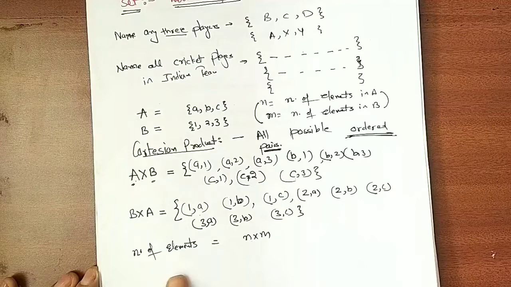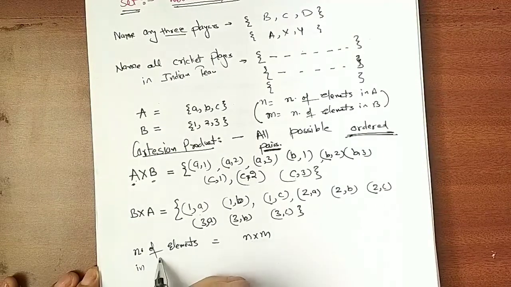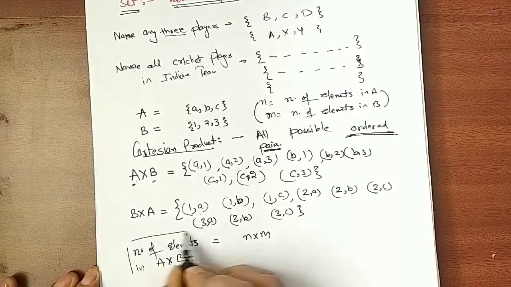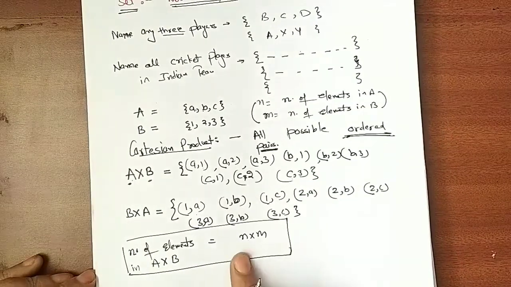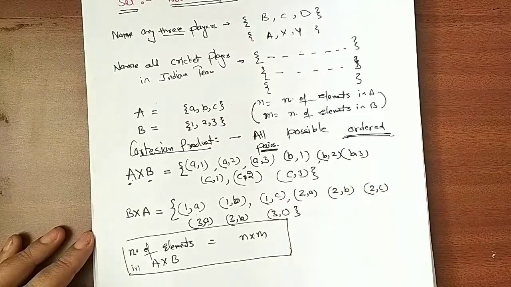I hope you got it. Then the number of elements in A cross B will always be n cross m. So this was the basic about sets and Cartesian product.